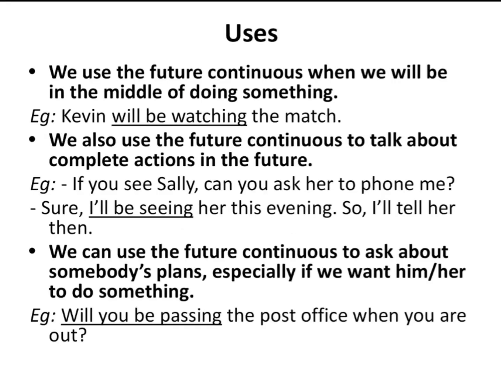So we use the future continuous when we will be in the middle of doing something. For example, Kevin will be watching the match. We also use the future continuous to talk about complete actions in the future. An example: if you see Sally, can you ask her to phone me? Sure, I'll be seeing her this evening. So I will tell her then.